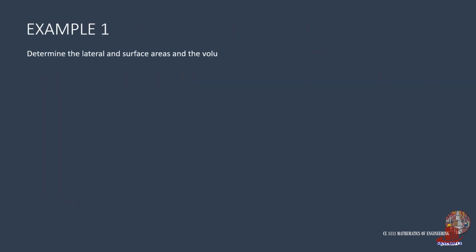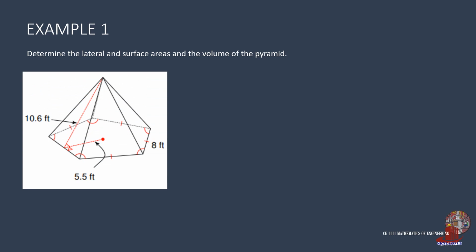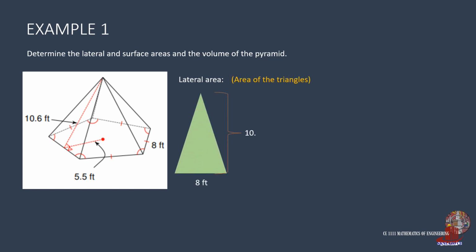Next is an example to show the procedure in looking for the lateral and surface areas and the volume of the pyramid as shown. First is to look for the lateral area, which is just the area of the protruding triangles. In this case, we have 5. Let's solve the lateral area through the triangle method. The equation is half of the side length times the slant height and the number of the triangles. That is half of 8 times 10.6 by 5 triangles, which is simplified as 212 square feet.